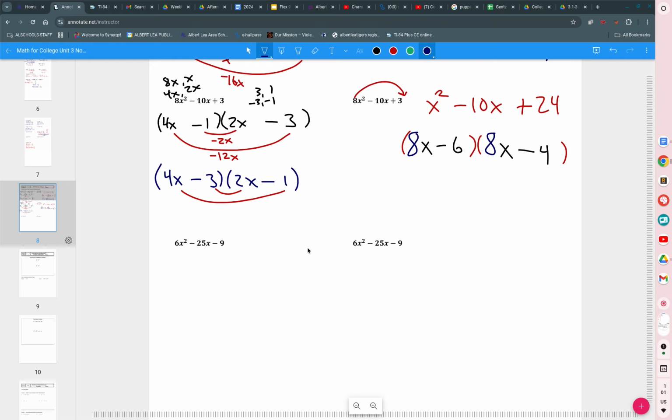And now I just look to see what both are divisible by. What are 8 and 6 both divisible by? So we get 4x minus 3. And here we get 2x minus 1 because they're both divisible by 4.